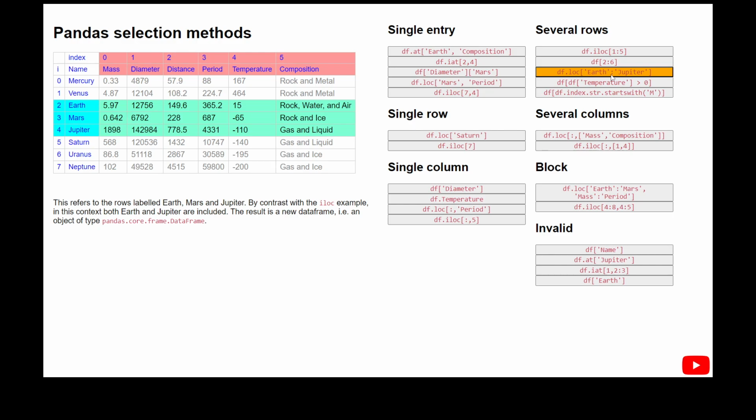This is a slightly exceptional thing here. If we do this with the labels, then it is inclusive at both ends. So we go from Earth to Jupiter, including Jupiter.